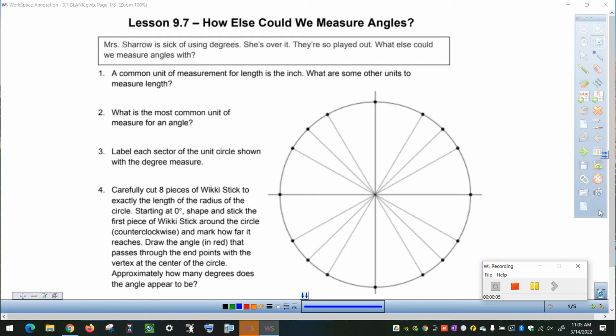So if you take a look here at question 1, it says a common unit of measurement for length is the inch. What are some other units? What are some other ways that we can measure length? What else do we have other than inches? Go ahead, Remy. Centimeters. What else? Inches, centimeters, what else, Mark? Meters. What else, Karen? Feet. All right, we get the idea.